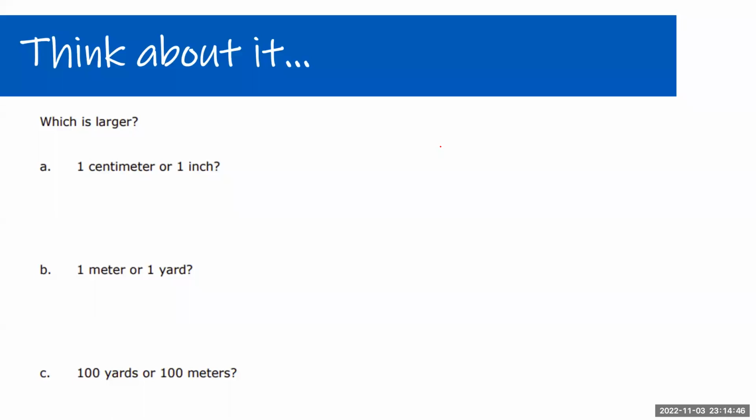If you want to think about it, we can think about which one is larger. We're comparing English and metric. A centimeter or an inch? Well, we just said that centimeters are a little less than half of an inch. So larger has to be 1 inch. What about a meter versus a yard? Well, a meter is slightly longer. If you hold a yardstick up to a meter stick, you'll see that the meter stick is a few inches longer. 100 yards or 100 meters? Well, if we know that 1 meter is longer than 1 yard, then 100 of each, the meter still has to prevail.